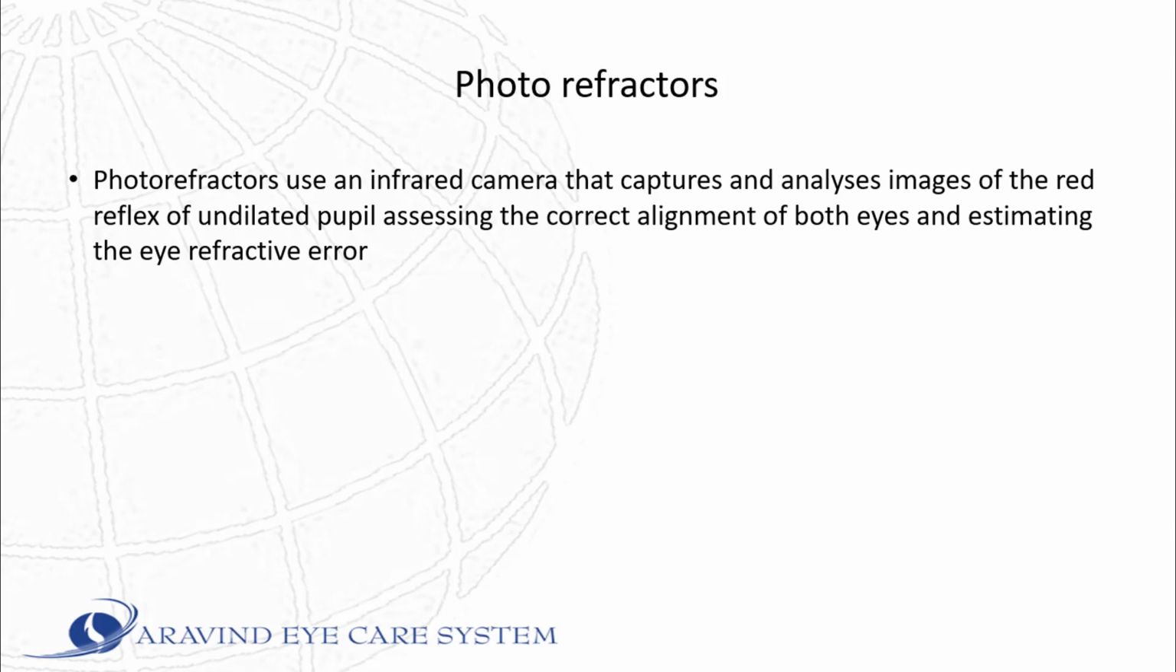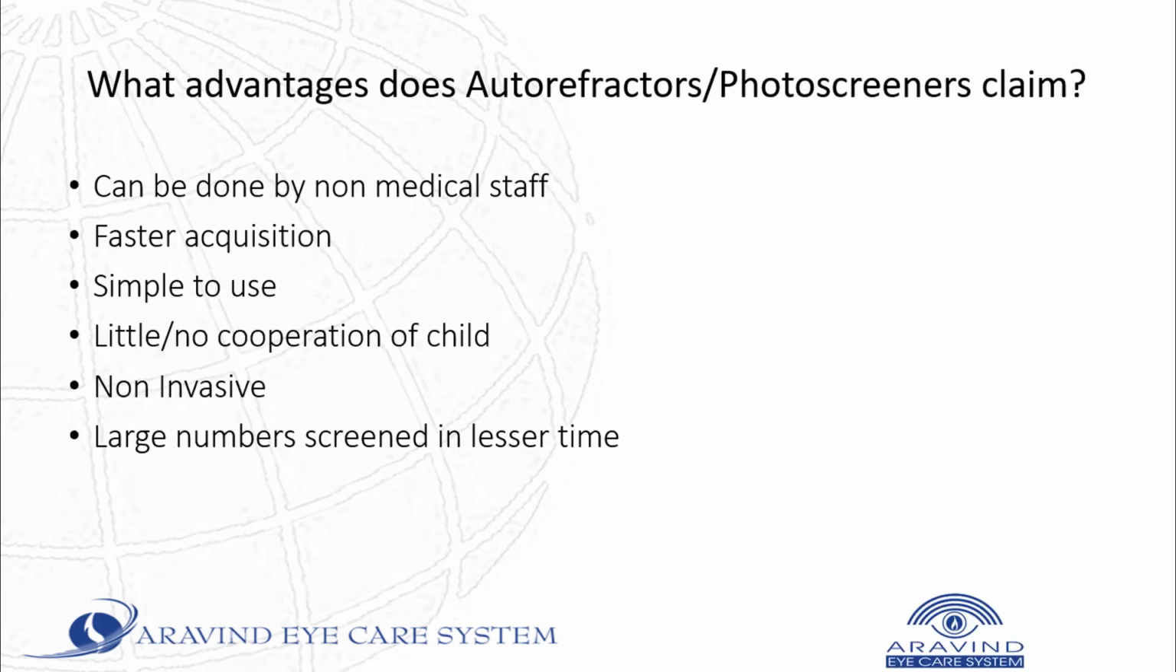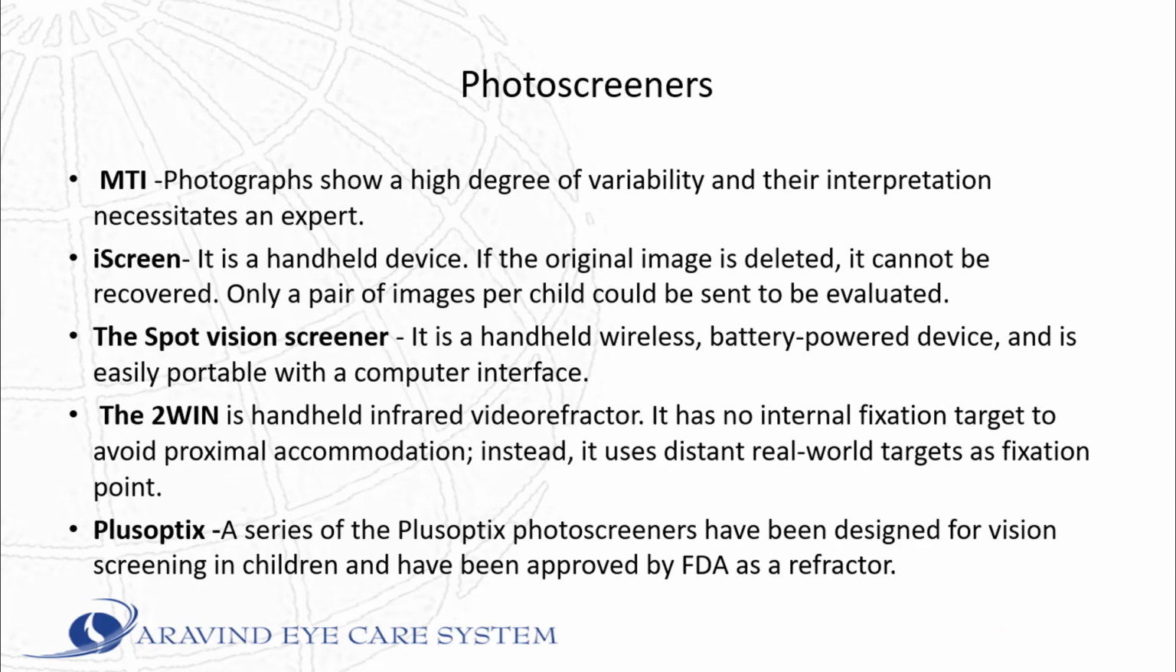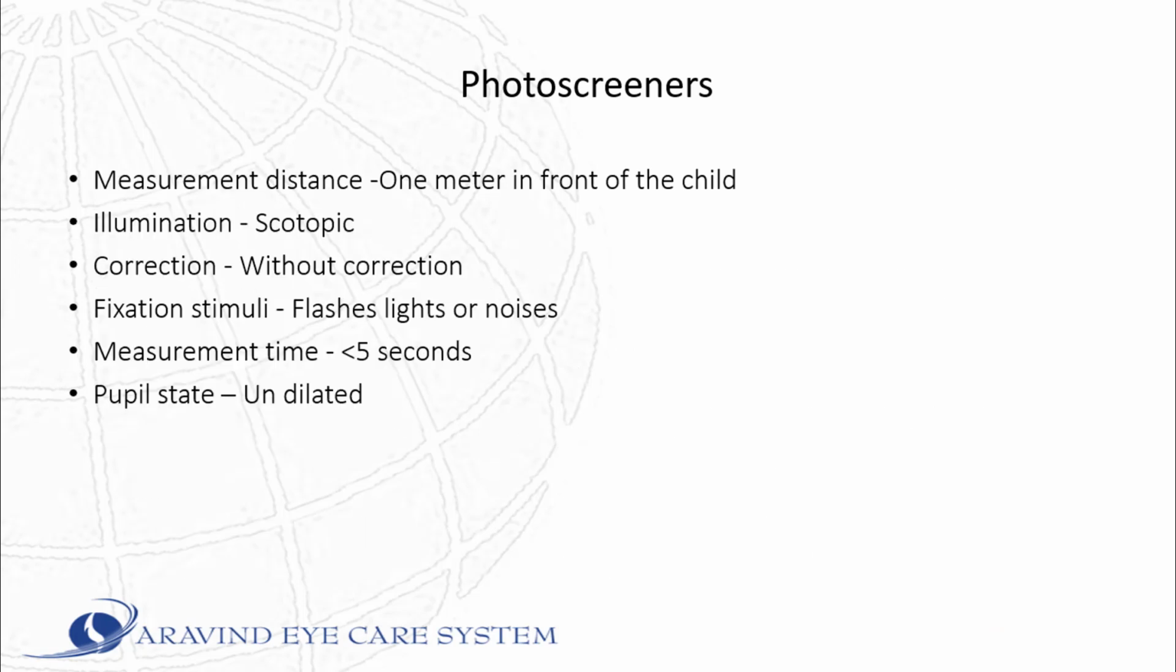Photorefractors use an infrared camera to capture the images, and it analyzes the undilated pupil, and it can also assess the alignment of the eyes. It can be done by non-medical staff and is simple to use. No cooperation from the child is needed. There are a number of photo screeners, and we chose the Plusoptix S12 model because at that point of time it was handheld. It was the only model available that was handheld, the accuracy was well proven, it was simpler to use, and we could document the data.